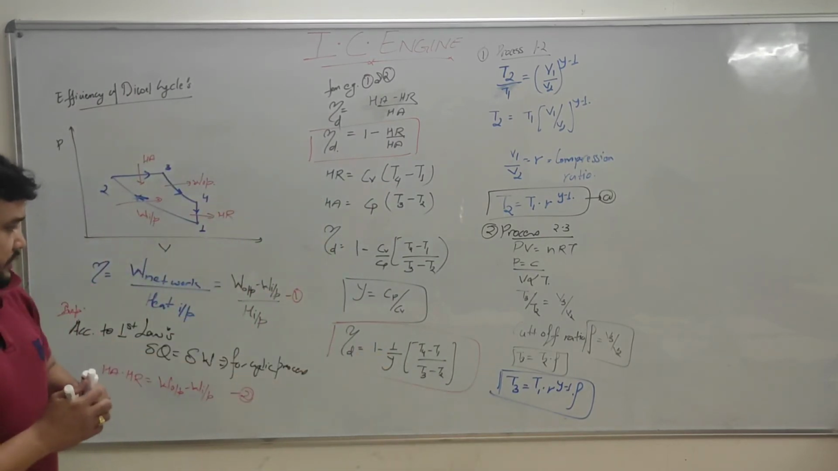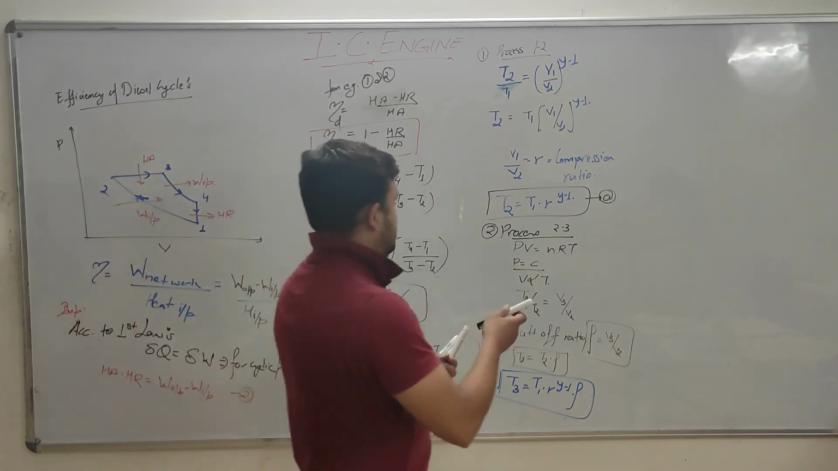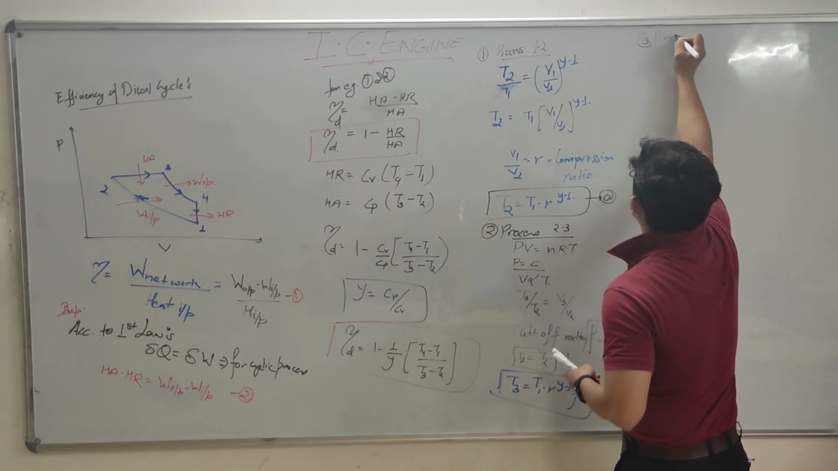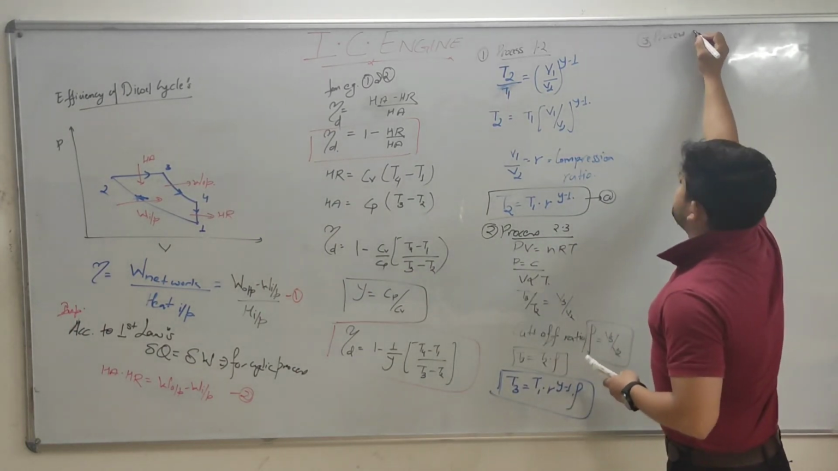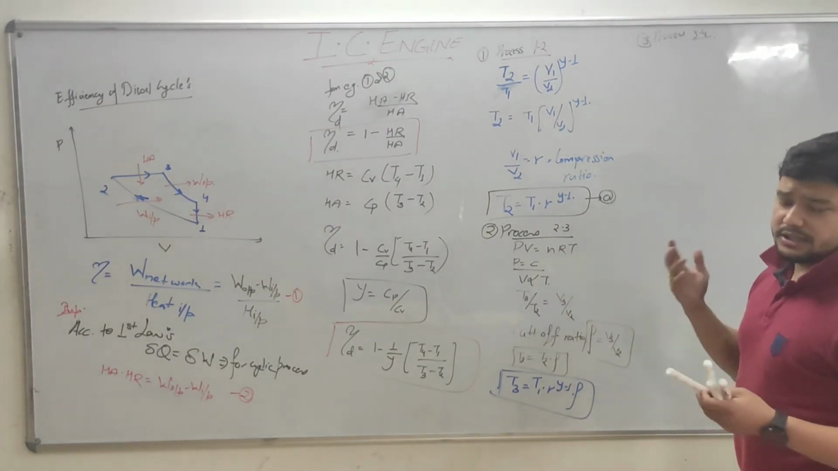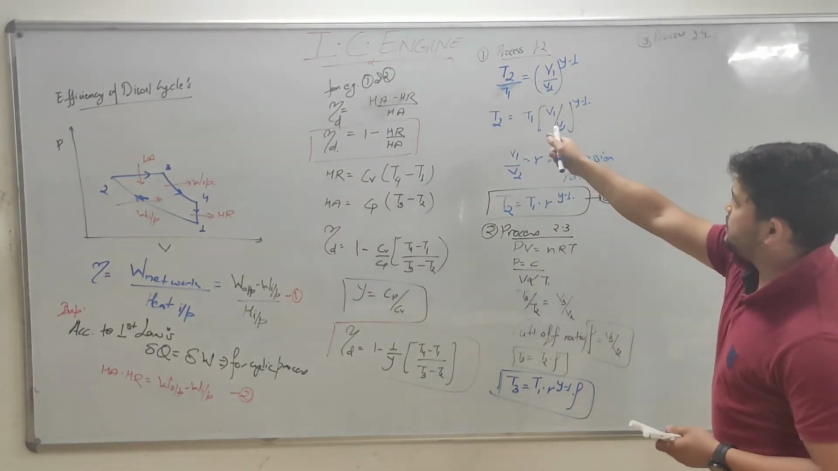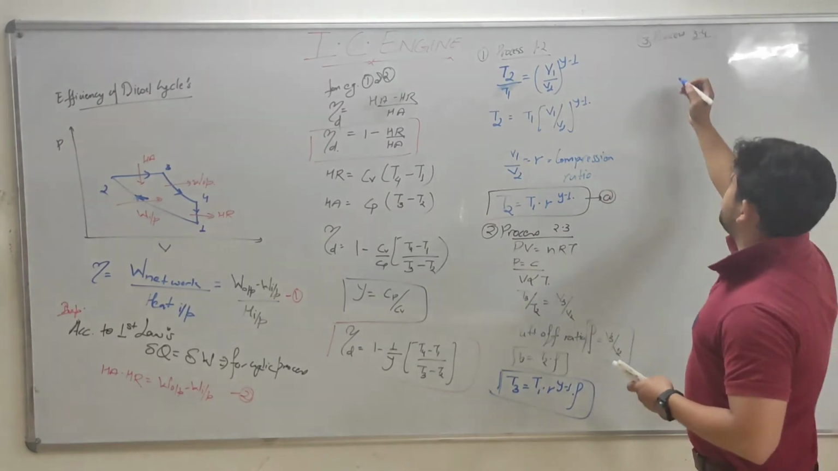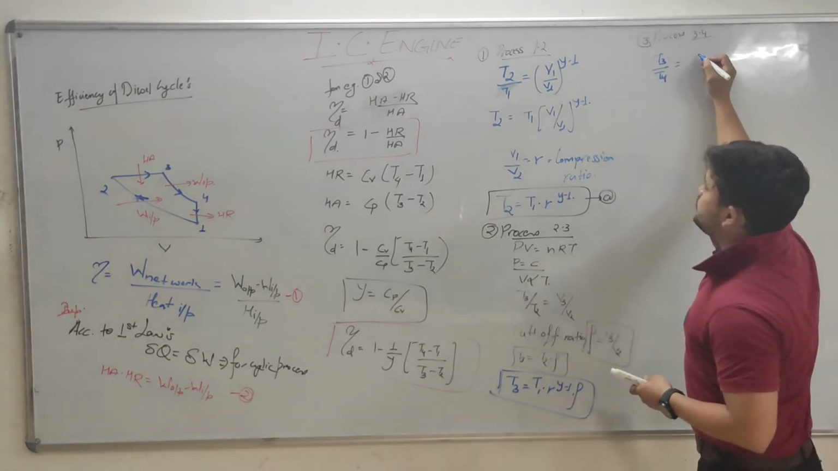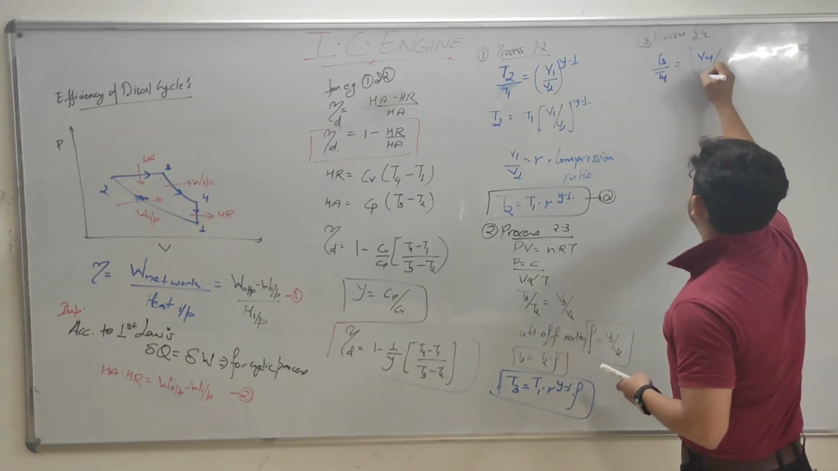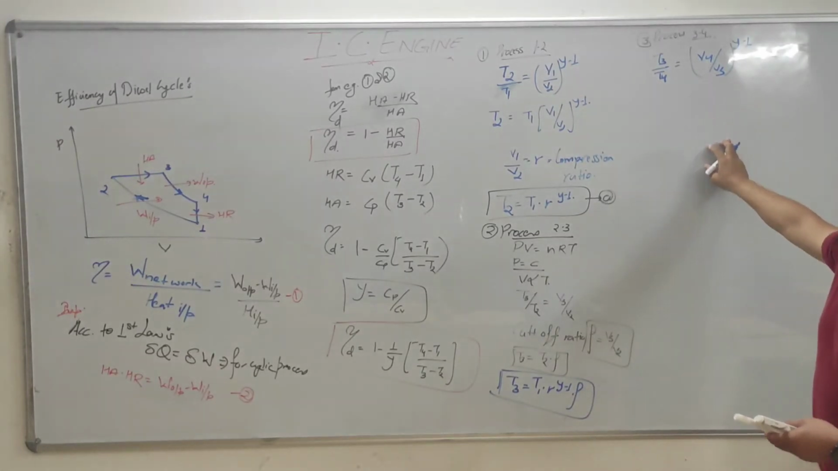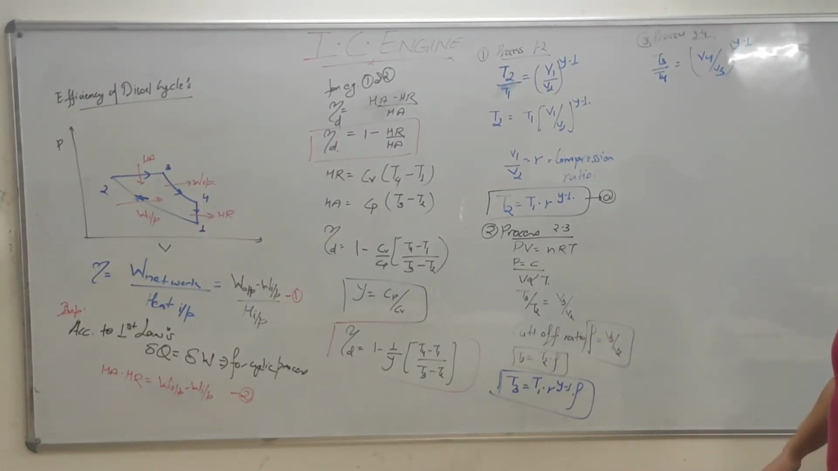Now we have to convert T4 as a function of T1. So what we will do? This is 3. Process 3 to 4. Again here adiabatic expansion will take place. Same expression as process 1 to 2 we will apply. So what we will apply? T3 upon T4 is equal to V4 upon V3 to the power gamma minus 1. V3 by V4, but we don't know what is V3 by V4.